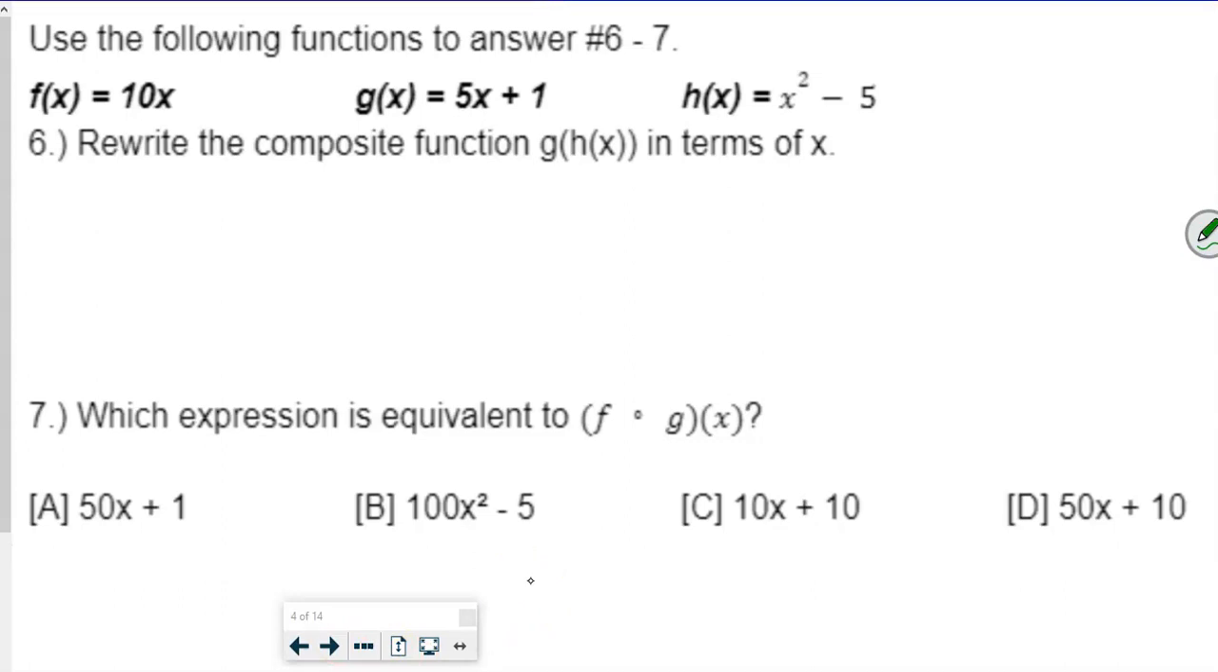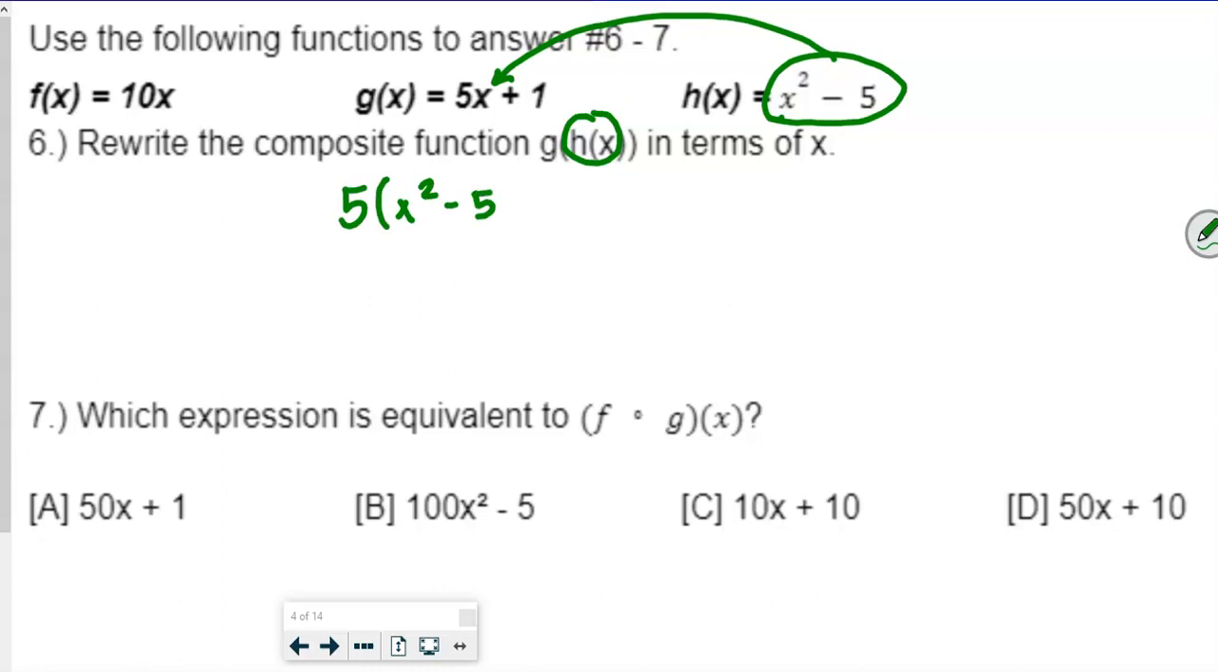All right, so on this next one, it says use the following functions to answer questions 6 and 7. So this says rewrite the composition function g of h of x in terms of x. So we want to take our h of x function. If you notice, this is on the inside and the g is on the outside. So we're going to take this function right here and we're going to put it in the x of that function. So we're going to put it right there. So we're going to say 5 times x squared minus 5, plus 1. So notice we put the h of x in for the x of the g of x, okay?